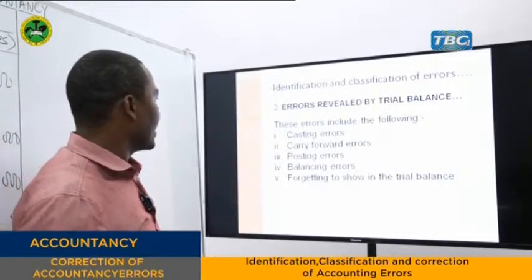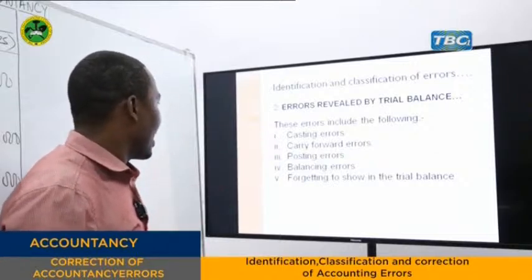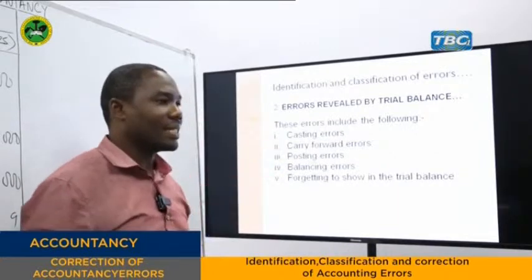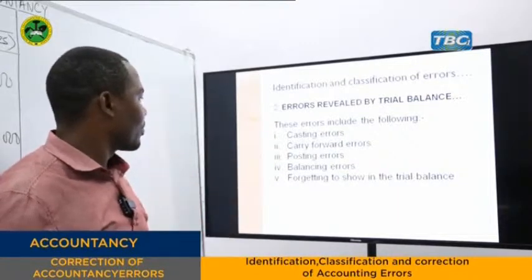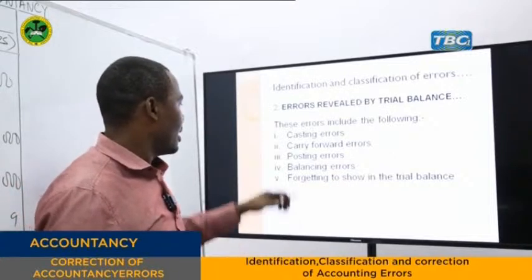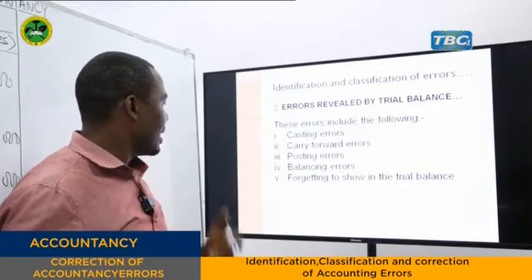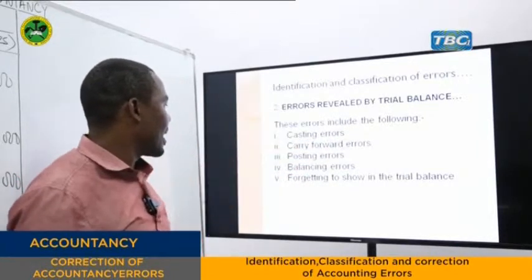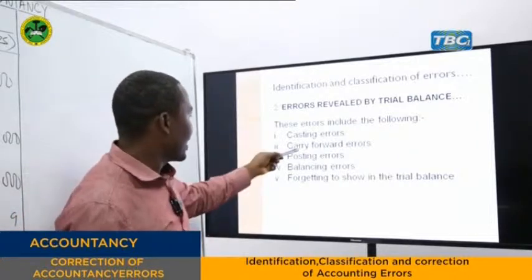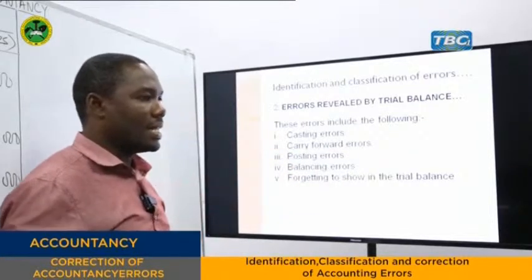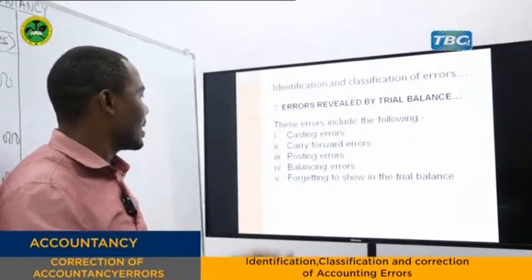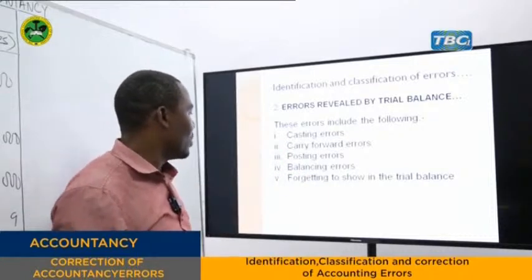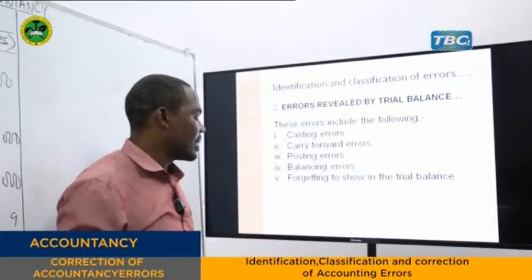So errors that are revealed by the trial balance are of the following natures. They include casting errors. When you are making a total in an account, if you make an error in totaling, it will make your trial balance disagree. We have carry forward errors, in carrying forward balances to the next accounting period. If you commit an error, then your trial balance won't balance. Then errors in posting.